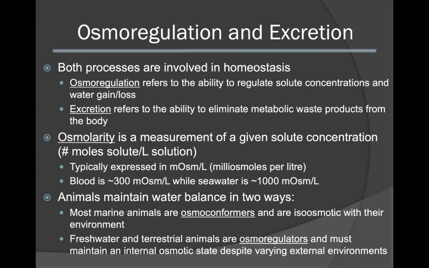Most marine animals are termed osmoconformers. This means that they maintain themselves in an isoosmotic condition with their environment. Freshwater and terrestrial animals, however, are osmoregulators. This means that they must maintain an internal osmotic state despite the varying external environment around them.